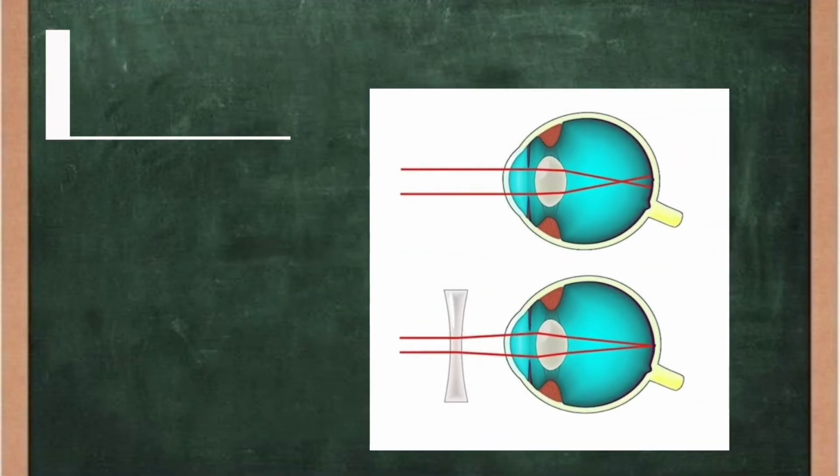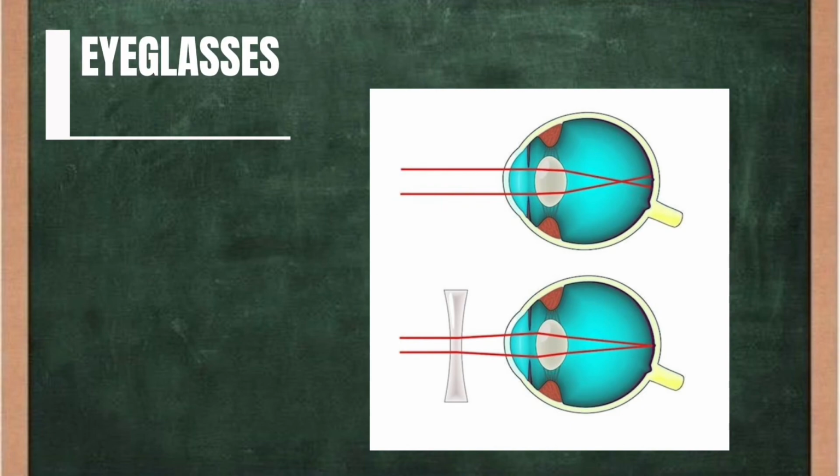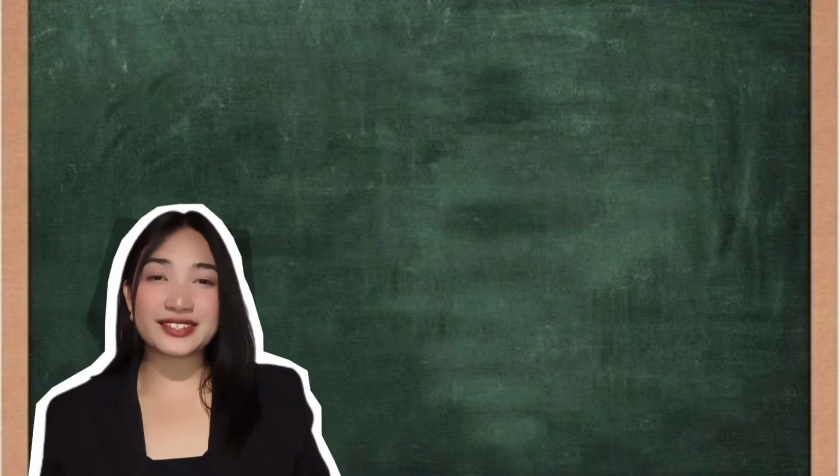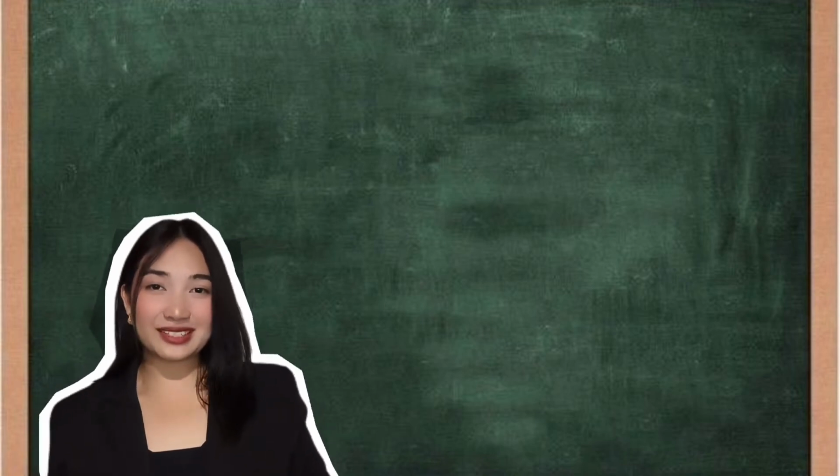Third example is eyeglasses. Eyeglasses use specially shaped lenses to bend light correctly into the eyes. For people who have blurry vision, the lenses bend light so images become focused clearly on the retina, helping them see better. But something even more amazing happens after light bends.